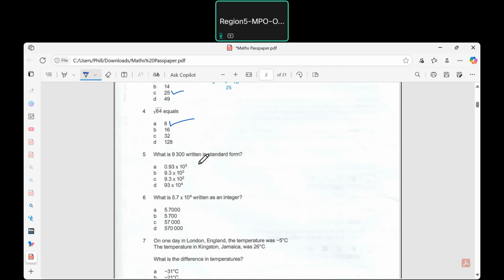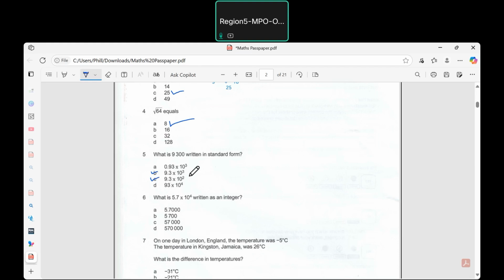Number 5, it says, what is 9,300 written in standard form? Now, the first thing we need to know is that the first part of the standard form must be between 1 and 10. Now, this is less than 1, so that would disqualify it. So this would not be a contender, right? So let's erase that. Now, the others are showing between 1 and 10. B is showing between 1 and 10. And C is showing between 1 and 10. D, 93, is more than 10. And because of that, it would not qualify.